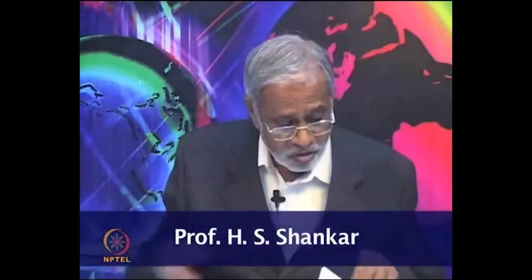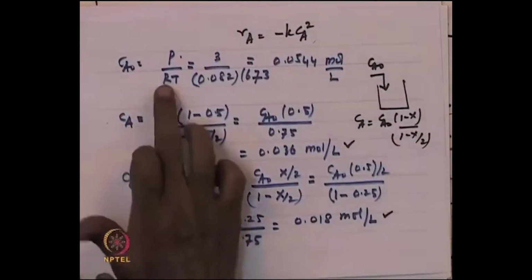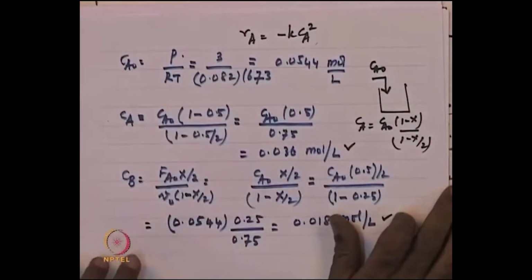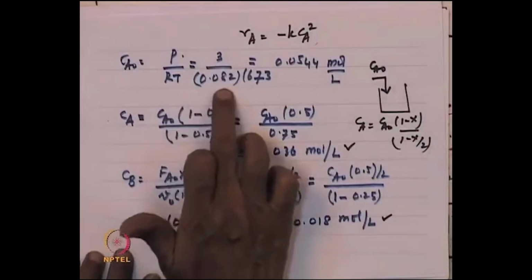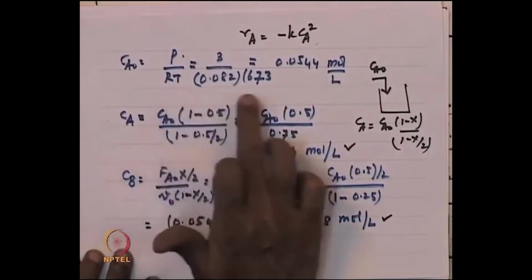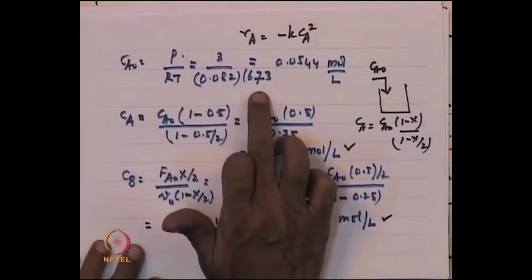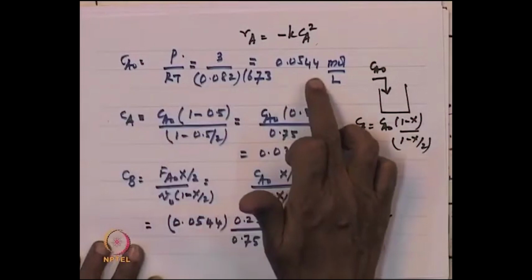Okay. Now, what is important is that we have to calculate the values of these numbers. For example, what is Ca0? Ca0, by definition, is P by RT. This is the gas law. The pressure is given as 3 atmospheres, the gas constant is 0.082 liter atmosphere per gram mole degree K, and the temperature is 673, which is 400 C. So you find that Ca0 is 0.0544.